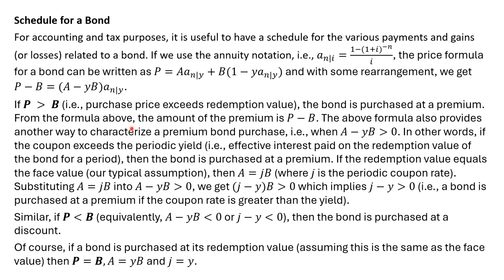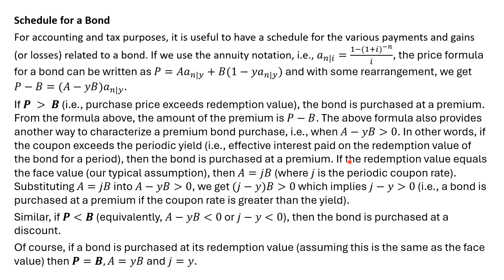The above formula also provides another way to categorize a premium bond purchase, i.e. when A minus YB is greater than 0. So if P is greater than B, this is greater than 0, and we know that this A sub N,Y is greater than 0, which means that A minus YB has to be greater than 0. In other words, if the coupon A exceeds the periodic yield times B, then the bond is purchased at a premium. So that's yet another way of seeing that a bond has been purchased at a premium.